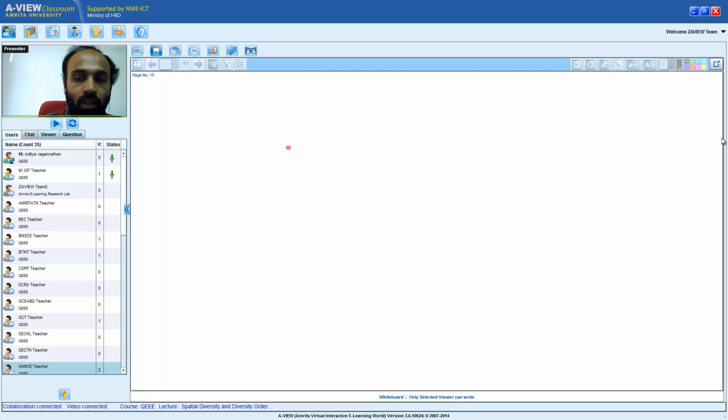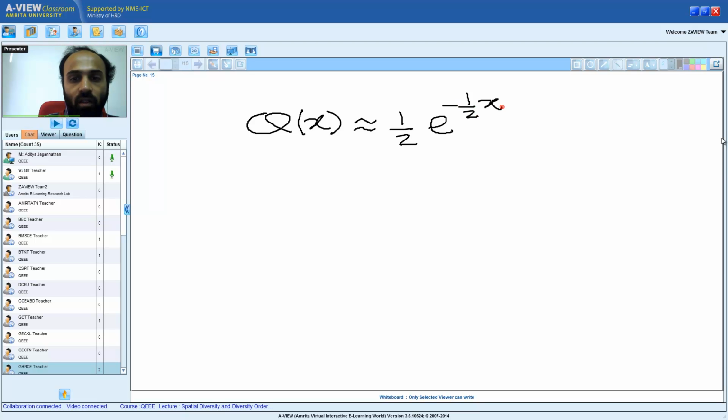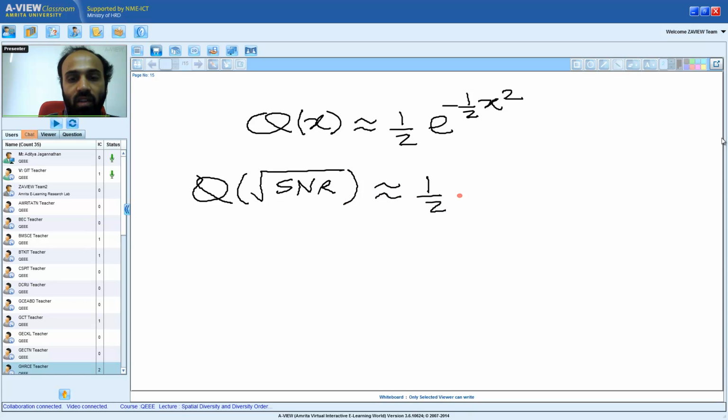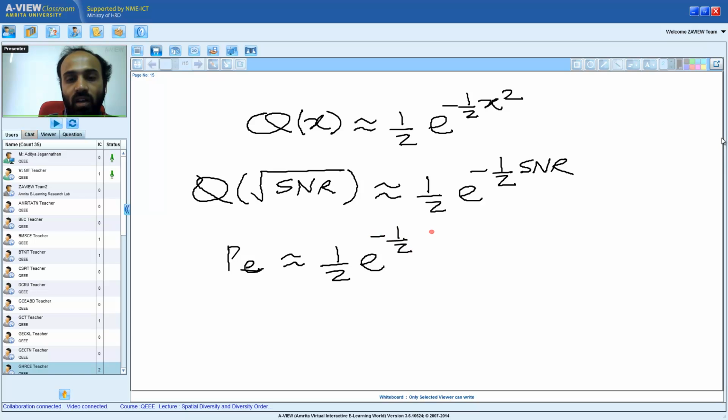Now let us look at another interesting formulation. Of course, for the Q function there is no closed form expression to calculate its value, so we can use an approximation. Q of x is approximately equal to half e to the power of minus half x square. Therefore, Q of square root of SNR is approximately half e to the power of minus half SNR. So one can also write the probability of error as approximately half e to the power of minus half SNR.